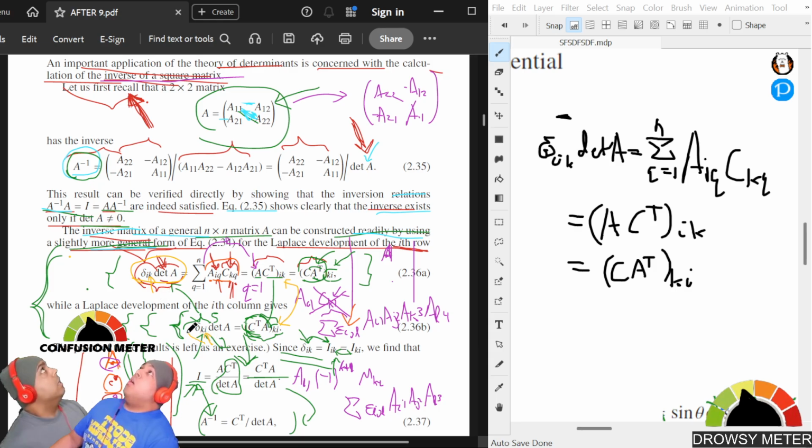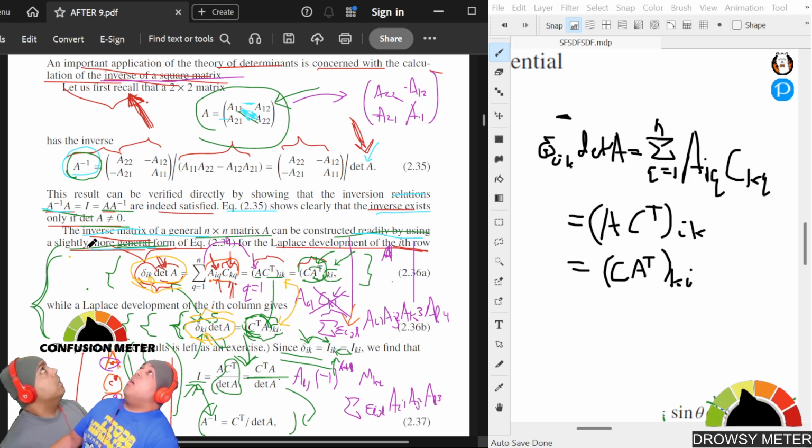Doesn't this and this have zero difference? Because Kronecker delta ik is the same as Kronecker delta ki, right? There's no difference in this. The Laplace of the ith row is this, the ith column is this. You expect the Laplace to be equal anyway, because you don't expect there to be two different inverses. So I agree that these two should be the same. What about here?